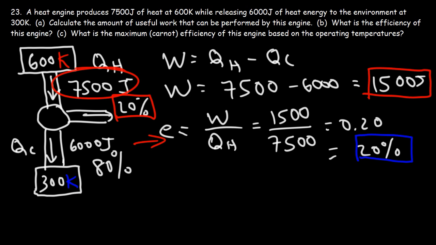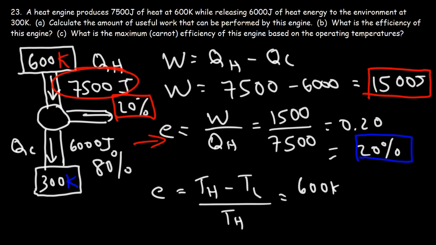Now let's move on to part C. What is the maximum Carnot efficiency of this engine based on the operating temperatures? We could use this formula to calculate the maximum efficiency. It's TH minus TL over TH. And if you're going to use this formula, the temperature has to be in Kelvin, not Celsius. So TH is 600 Kelvin, TL is 300 Kelvin, divided by 600.